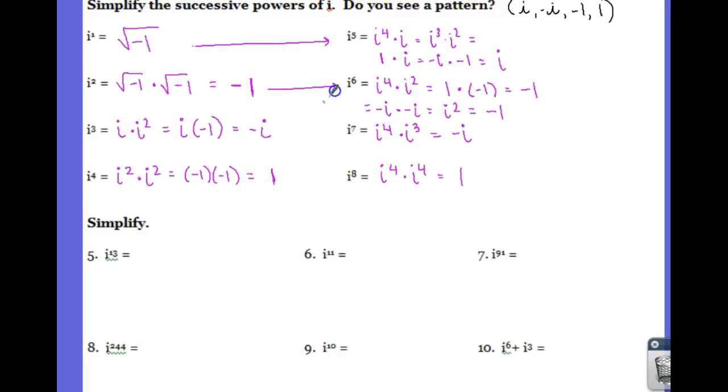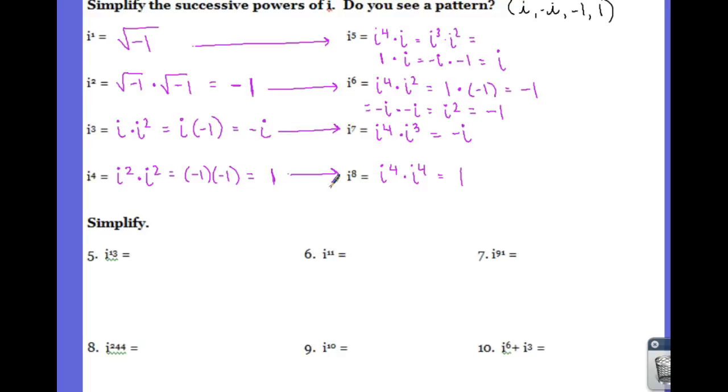i squared is the same as i to the 6th. i cubed is the same as i to the 7th. i to the 4th is the same as i to the 8th. The i's repeat on a cycle of 4.